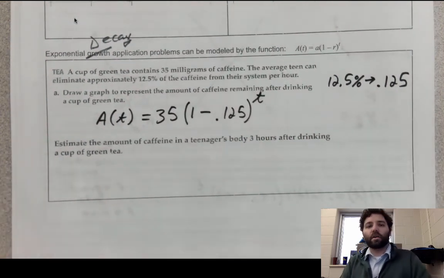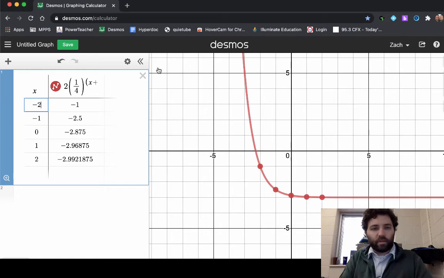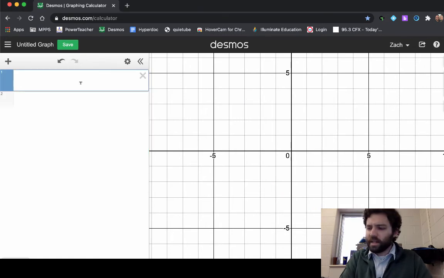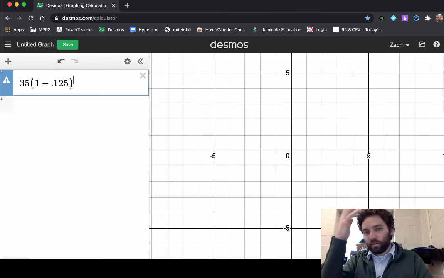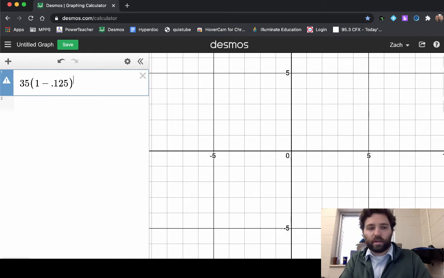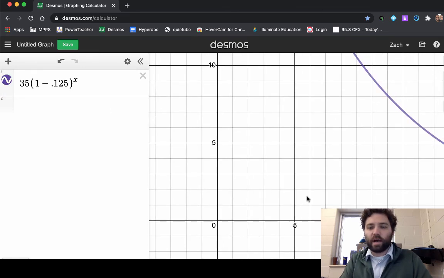So there's our model. We'll quickly go look at a graph of it here. Any kind of medicine or drug or anything you put in your body follows the same kind of behavior. Not that it reduces at 12.5%. That's going to vary by substance, but the same sort of behavior where your body gets rid of it at an exponential rate. So let's see here. Raised to the x, because I did not type it in terms of t. And so you can see the graph.